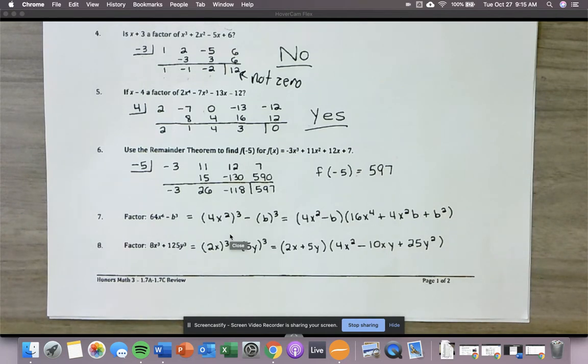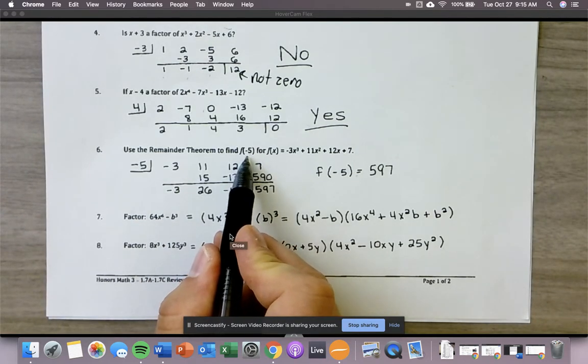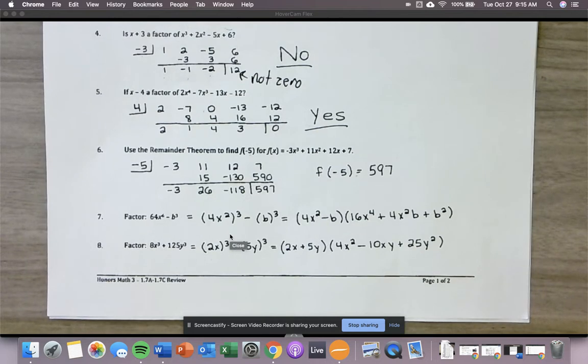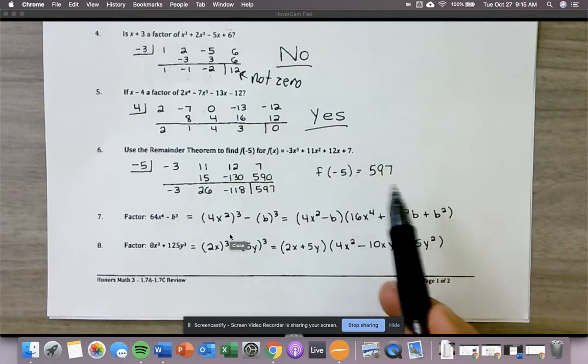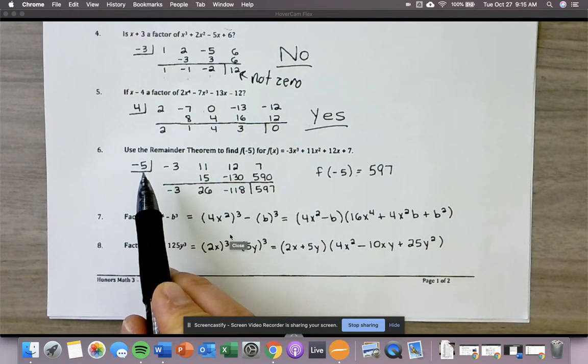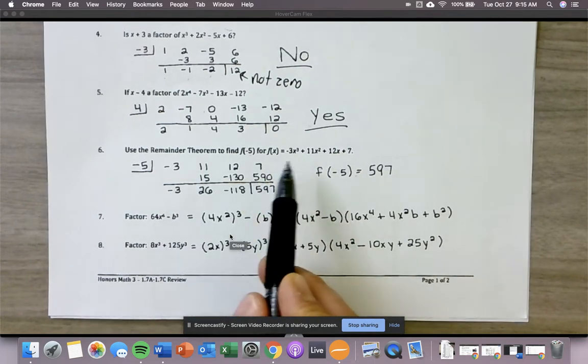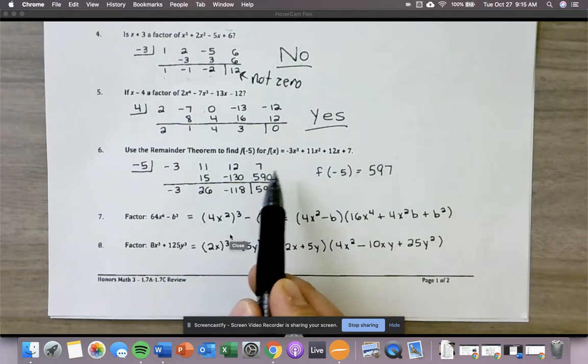All right, so number 6, use the remainder theorem to find f of negative 5 for the function. All right, so the remainder theorem is essentially saying that we can use synthetic division and plug in this value of x, and whatever the remainder of that division problem is the value of the function. All right, so we take negative 5, we put it into the corner here, right? And then we write out all the coefficients. We have negative 3, we have 11, we have 12, and we have 7.